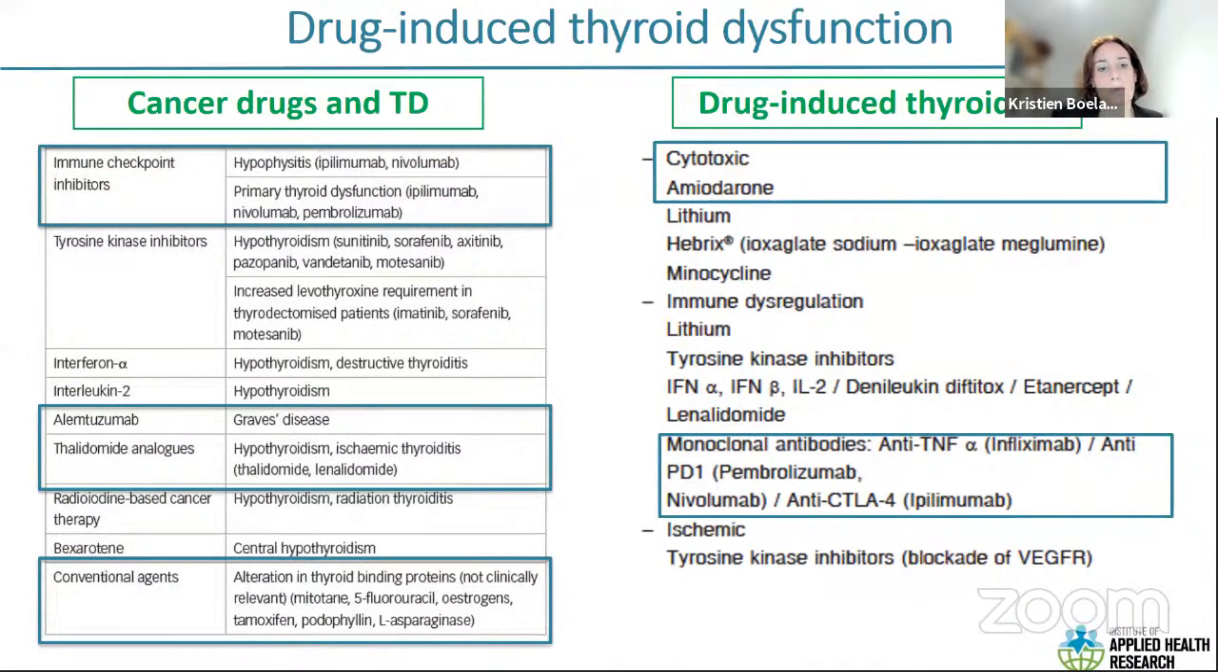thyrotoxicosis. So just as a summary, and this is a sort of prelude to my next talk, which I think is in a month's time, about drug-induced hypothyroidism. What I've covered here are a number of cancer drugs. So we talked about immune checkpoint inhibitors, resulting in a number of endocrinopathies. Alemtuzumab Graves' disease is really important. And then thalidomide analogs, again, can cause a thyroiditis, but often will cause hypothyroidism, and I will come back to this. And of course, there are a number of conventional agents that we use in cancer treatments, which will lead to an alteration in binding proteins.